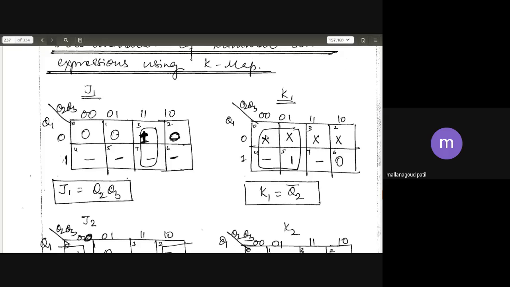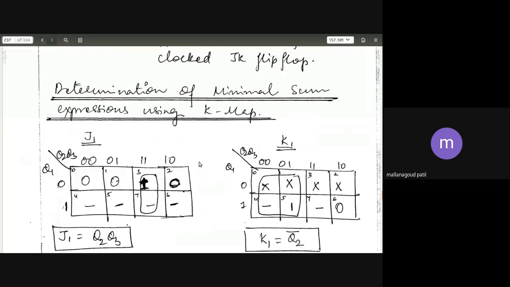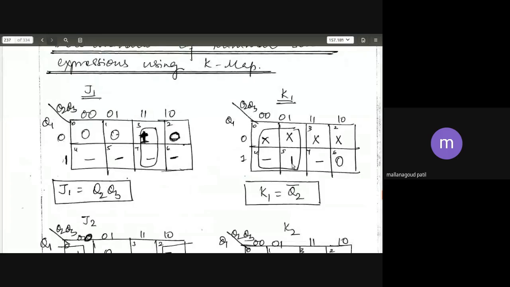Similarly, K1 you can check. What is K1 here? Where do we have 1? Cell 5 is 1, cell 6 is 0, and the rest are all don't cares. See, for don't cares it is written as a cross mark and a dash. Both are don't cares.